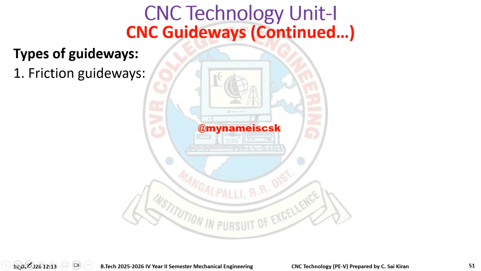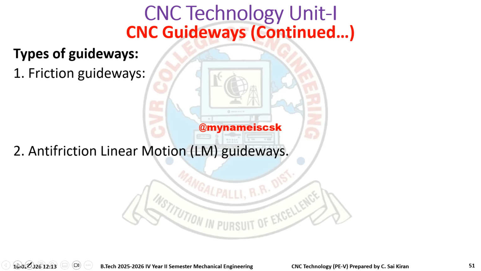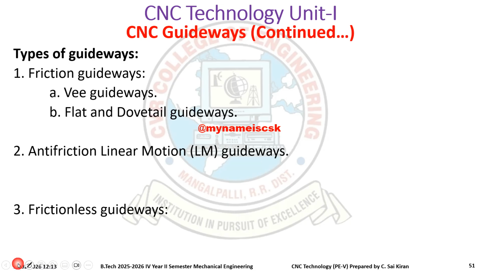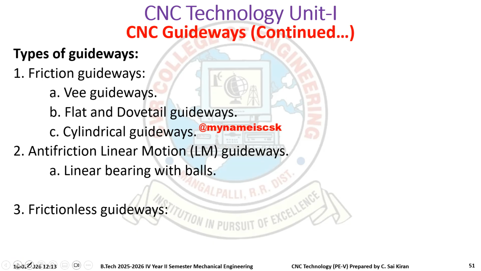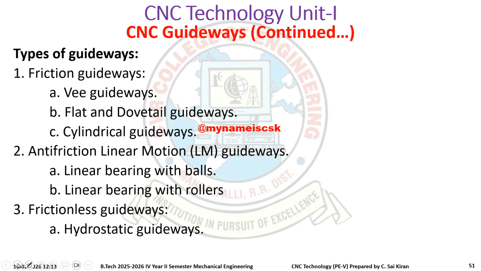Next, types of CNC guideways. First is the friction guideways, second is the anti-friction linear motion or LM guideways, and third is the frictionless guideways. Friction guideways are again divided into V guideways, flat and dovetail guideways, and cylindrical guideways. Anti-friction LM guideways are linear bearings with balls and linear bearings with rollers. Frictionless guideways are divided into hydrostatic guideways and aerostatic guideways.